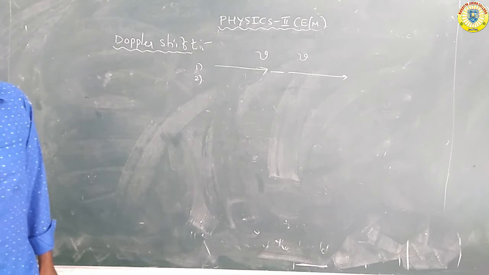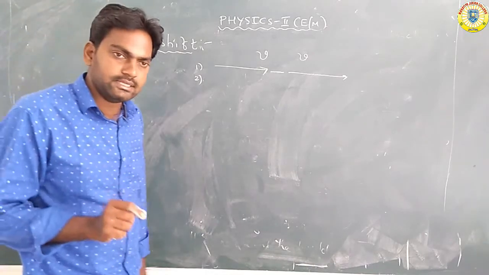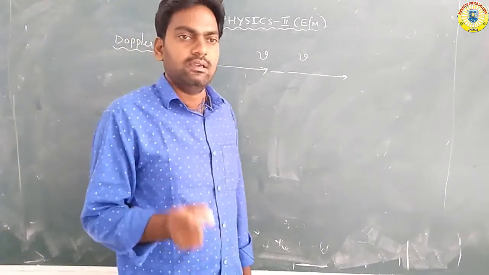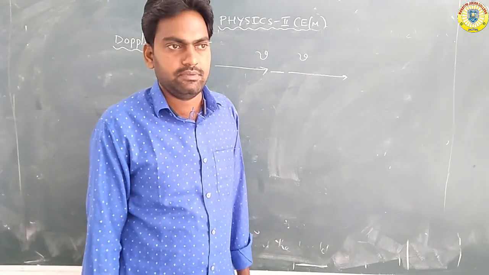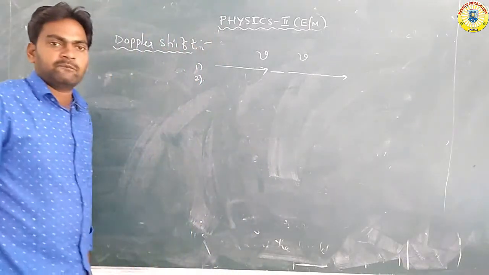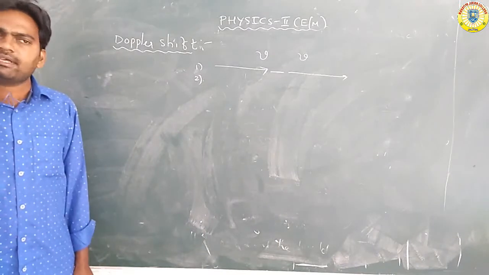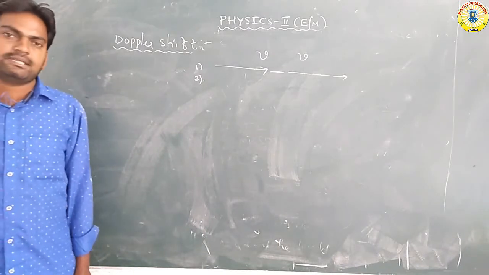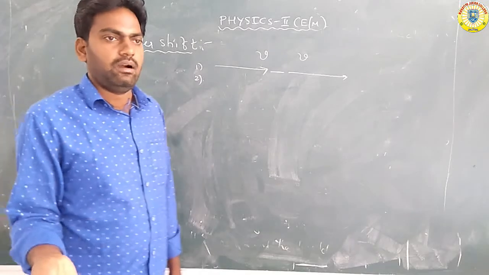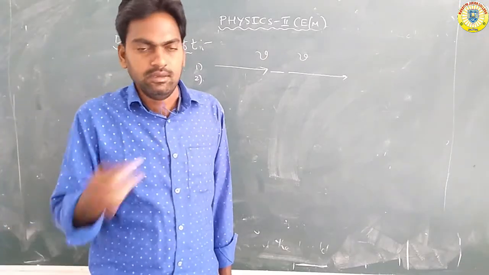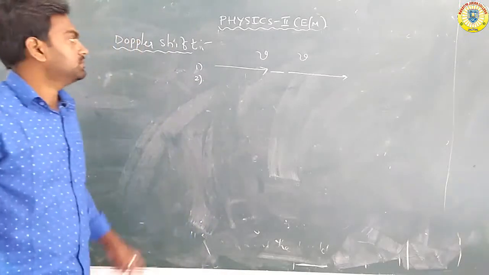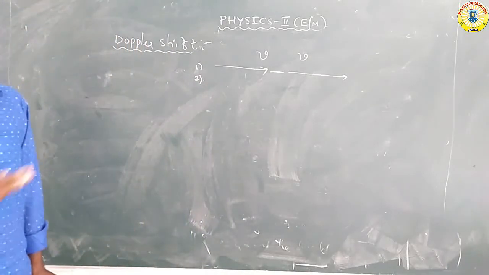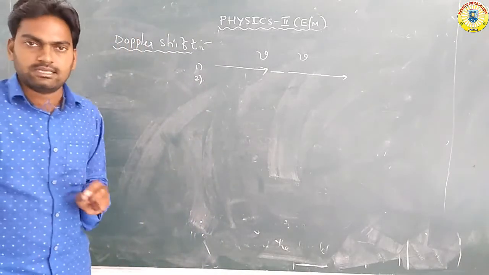The change in operant frequency and actual frequency is called a Doppler shift. That means, okay, got it. So a number of examples are taken, for example, a train engine, or ambulance sound, or whistle sound, etc. Examples are taken due to the Doppler shift. Here in a Doppler shift, two cases are studied.